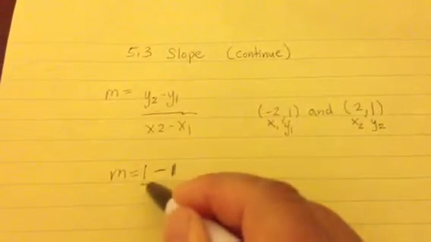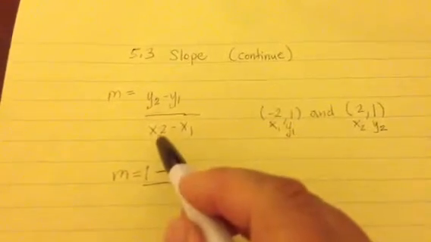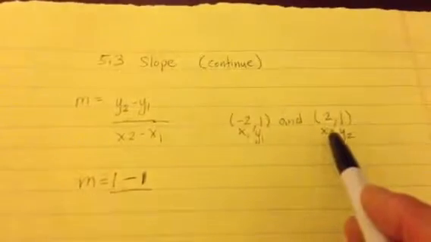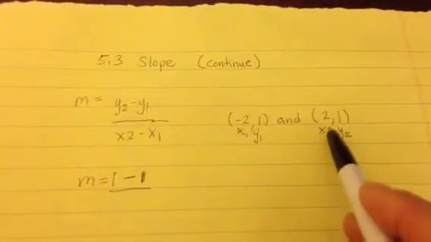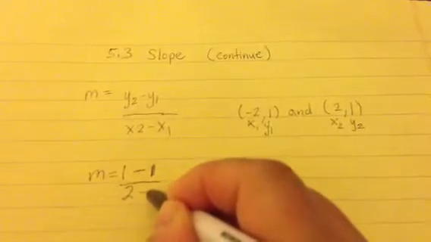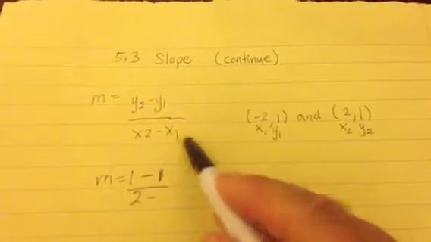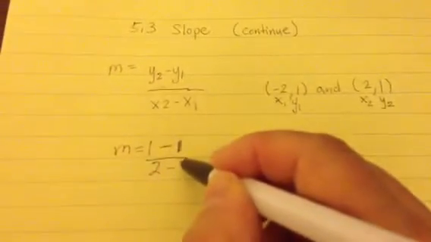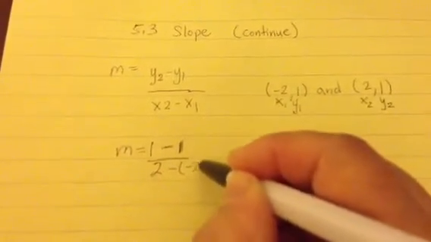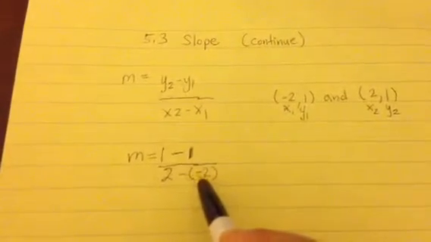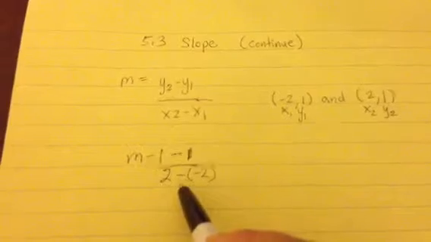All divided by x2 now. Going back to x2, the x2 number is the second point, which in this case is 2. So we put 2 minus, and then x1, which in this case is negative 2. I'm going to put that in parentheses, because this negative and that negative would cause it to go positive instead.